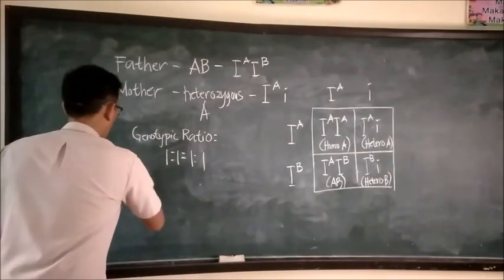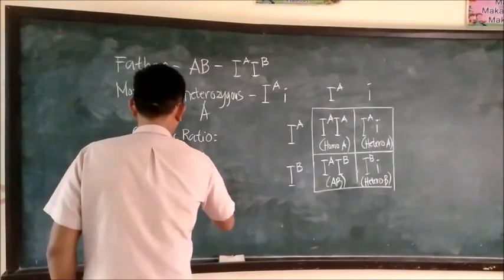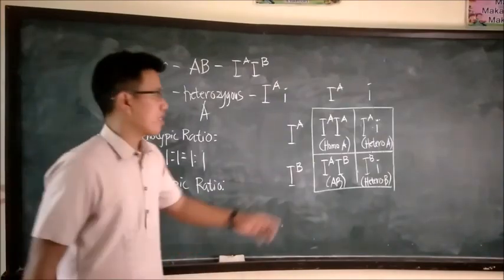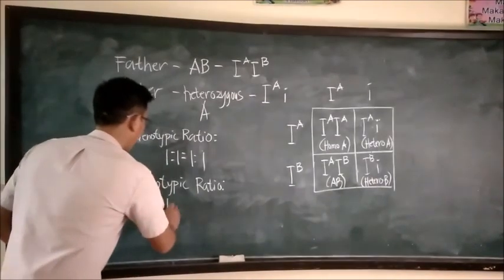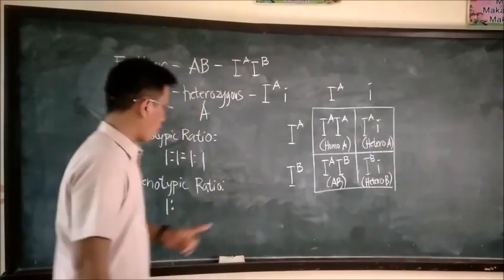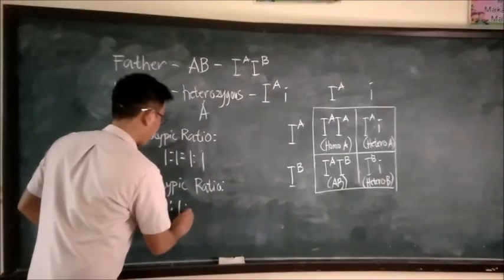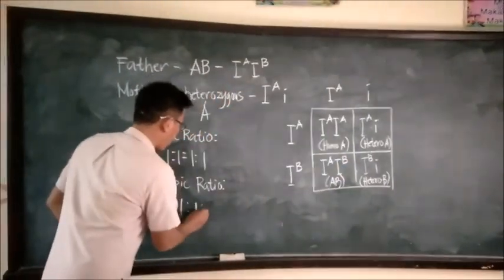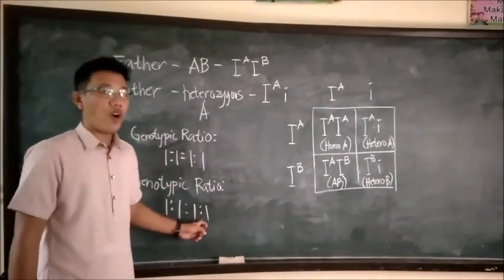For your phenotypic ratio, you look into the phenotypes again. Homozygous A, do you have the same? There is none, so 1. Heterozygous A, there's only 1. Blood type AB, there's only 1. And heterozygous B, there's only 1. Making your phenotypic ratio the same as your genotypic ratio, 1:1:1:1.